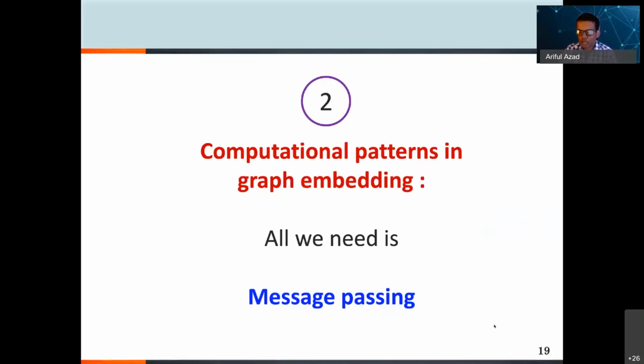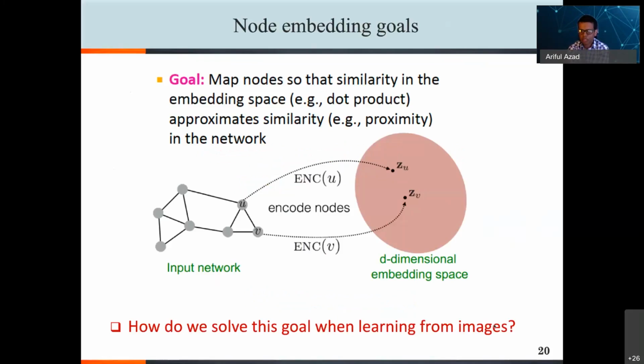Okay, so moving on. If we assume that graph embedding is the most important operation that we do in graph learning, what is the main computational pattern in graph embedding? Using one slide that I discussed already, when we embed a graph into low-dimensional vector space, we have an encoder function where we encode a node U to a d-dimensional vector ZU, and same for another node.